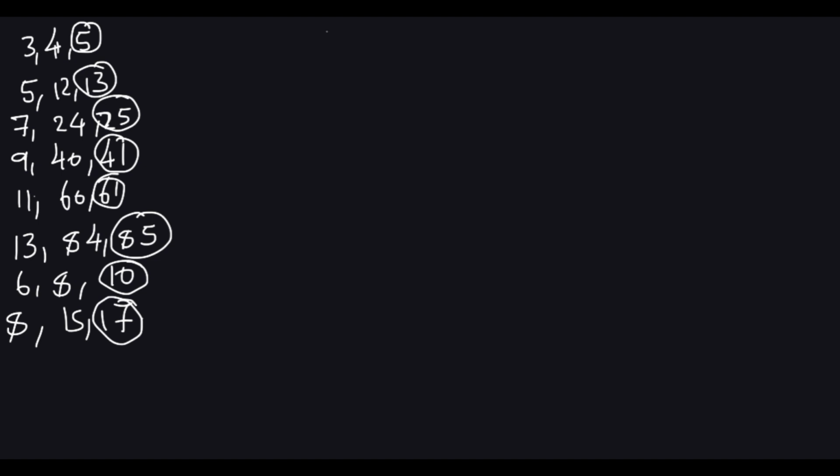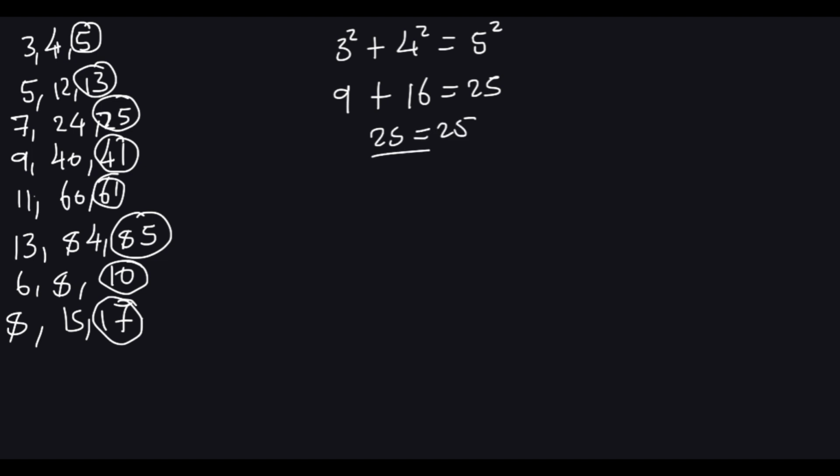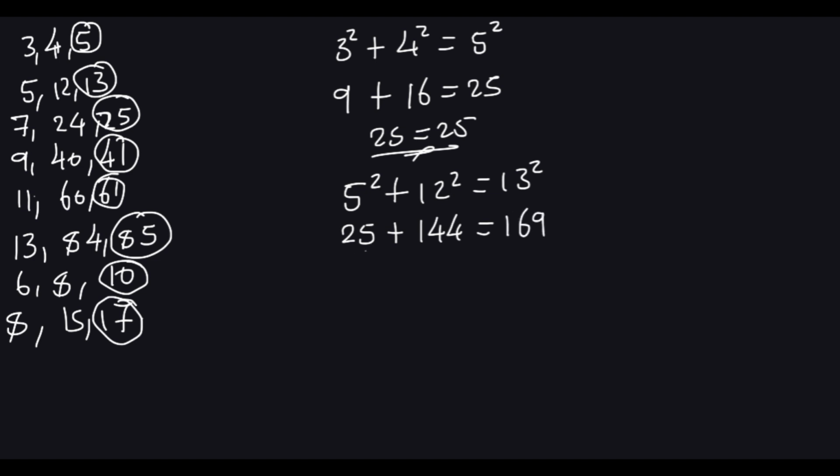So if we want, we can prove the first one. 3 squared plus 4 squared is equal to 5 squared. 3 squared is 9 plus 4 squared 16 is equal to 25. 9 plus 16 is equal to 25. You can try the second pattern, which is 5 squared plus 12 squared is equal to 13 squared. 5 squared is 25, 12 squared is 144, 13 squared is 169. So 25 plus 144 is 169.